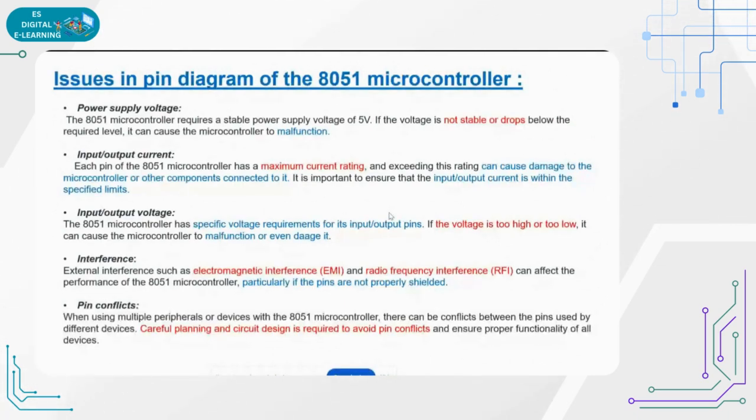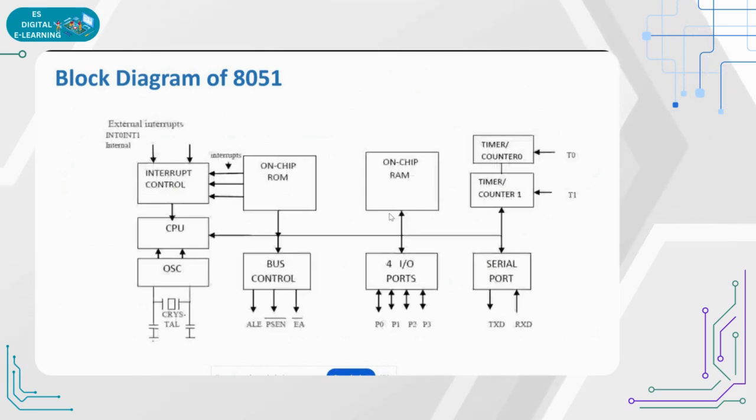And pin conflict. Whenever you are using the pins for designing the circuit, you should be very careful about what exactly the function you are using. If it is a sensor, you should use the sensor pin. If it is a switch, it should be used as a switch. In case it is a power where you need to give the power, you should give the power to the specific pin. So this is a standard block diagram for 8051.